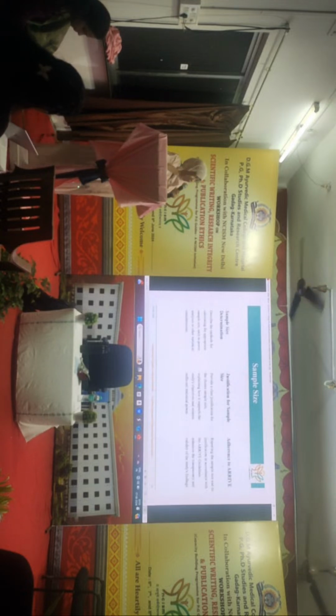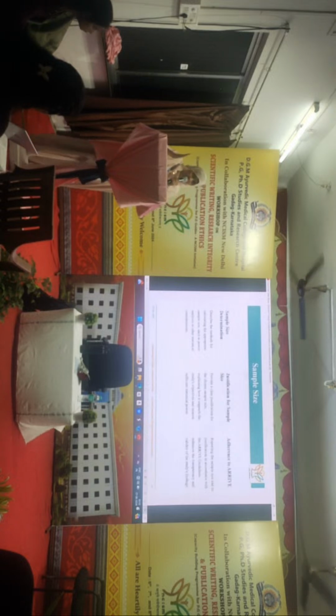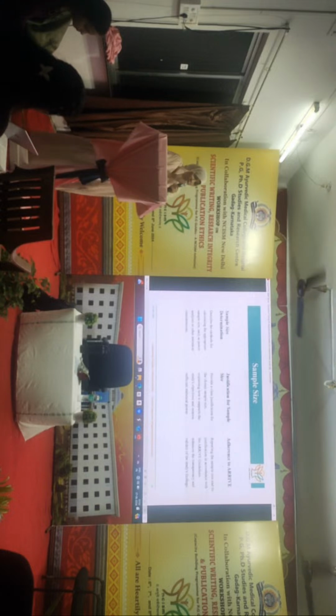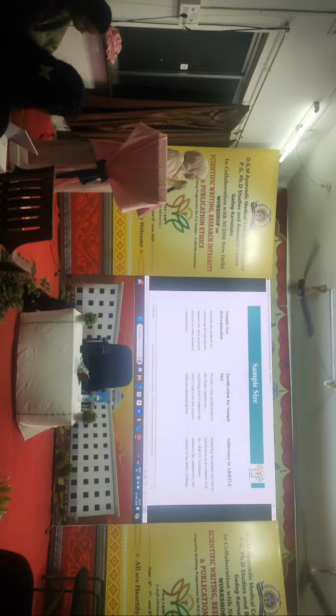So always, while framing the protocol, which is called synopsis writing, first keep the guidelines in mind and then frame it. Because in future, you will not have any issues in publishing your article.